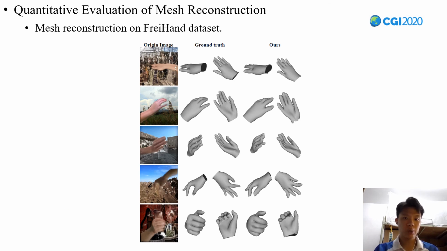We also implement our hand shape reconstruction method on the no-object subset of the FreiHAND dataset. And these are some results illustrating the performance of our method validated on the selected subset of the FreiHAND dataset.